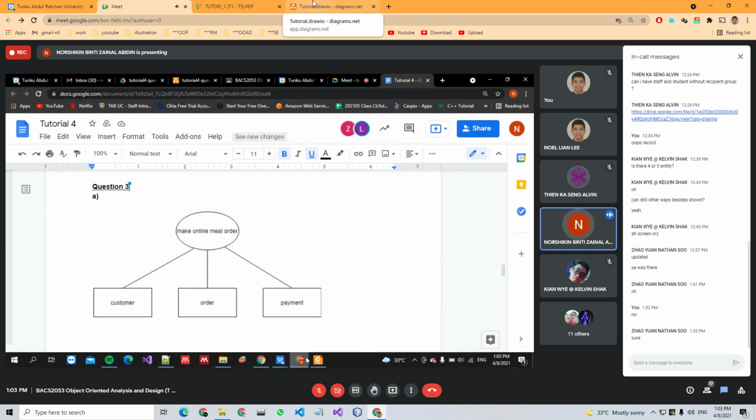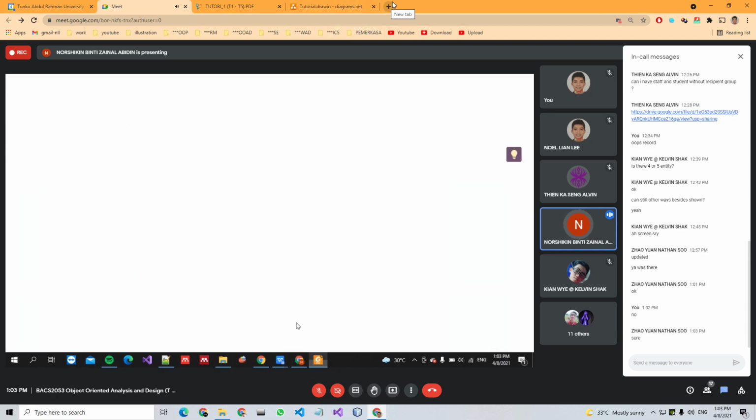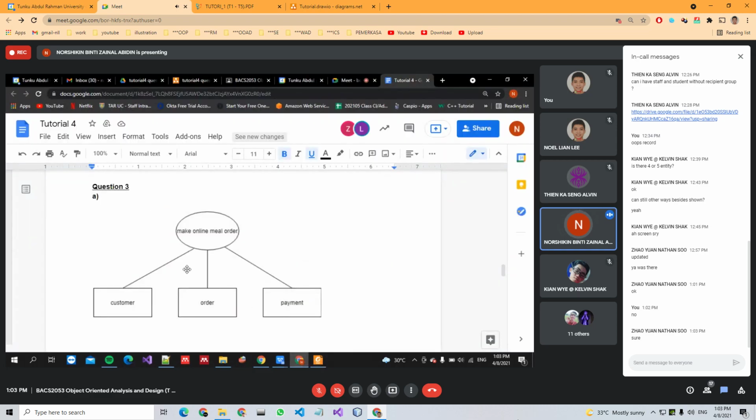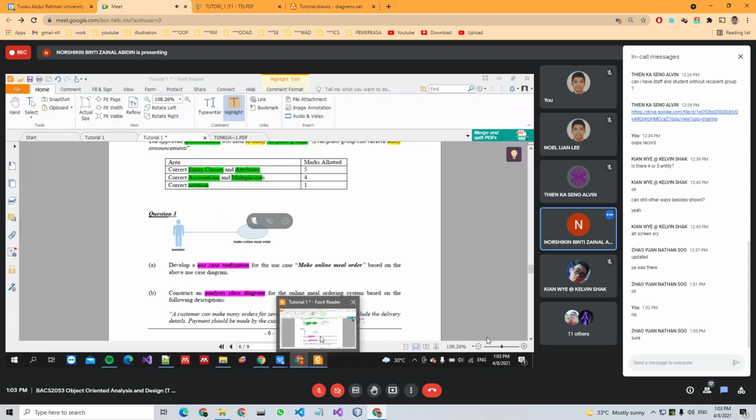So here we need to develop a use case realization. This is how it should look like. Here we need to identify what is in the above diagram. The use case name is make online meal order.